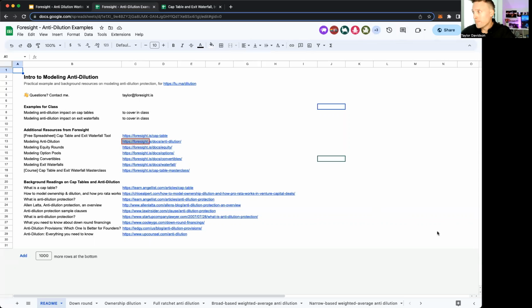Let's see here. The way the spreadsheet is laid out is there's a README sheet, and here there are basic details, so links to some resources I have explaining all the topics, and also some background readings if you want to get into a lot more detail and hear the same thing from other people. There are some other background resources for that.